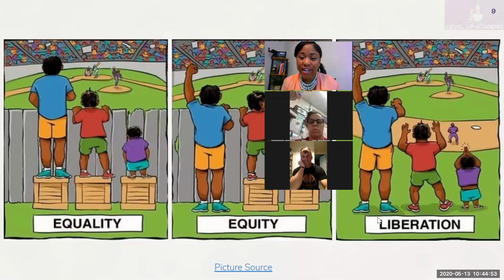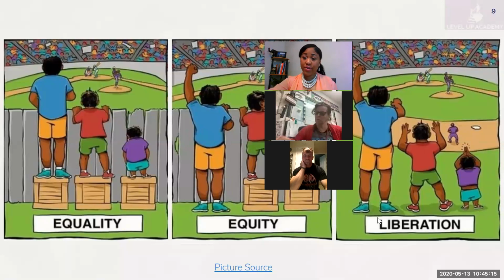Yes, wonderful. Thank you so much for sharing. As you can see, there is no fence anymore. There's no barrier. Everyone can see the baseball game. There's no need for anyone to be on stools. And this is what true liberation looks like. I want us to take this image and really hold it in your mind and think about how can I transfer this concept into my school, into my classroom, so that your students feel liberated, so that the teachers feel liberated, so that everybody can move forward.